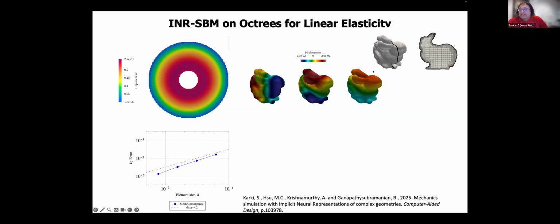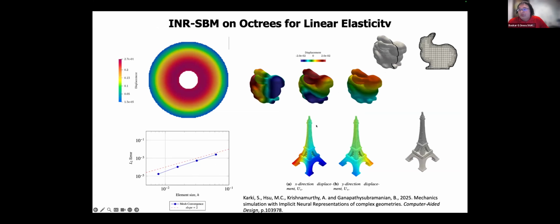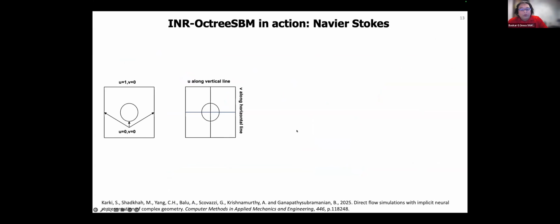He solved it for increasingly complex INRs, right? So here is your bunny. And then he also took it out for a ride in terms of creating an implicit neural representation, a neural level set for the Eiffel Tower, and then running simulations on this. Next, I'm going to talk about extending this to Navier-Stokes equations.